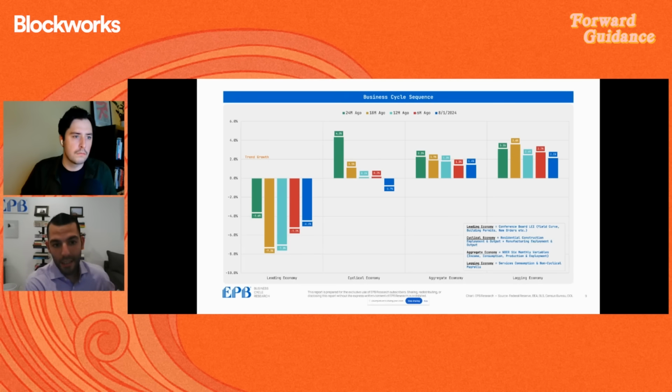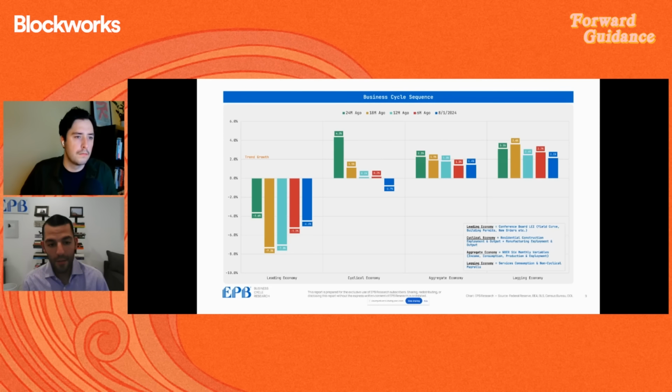So, when we're looking at the leading economy or leading indicators, which I'm defining in this chart as the Conference Board LEI, which does a good job of capturing the yield curve, building permits, and new orders. As many people are aware, that leading data has been contracting, and contracting pretty strongly, for the last 24 months. We're measuring growth 24, 18, 12, 6 months ago, and most recently.